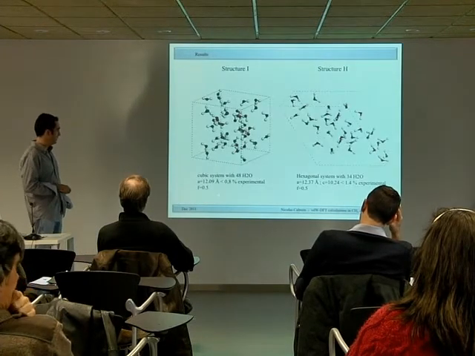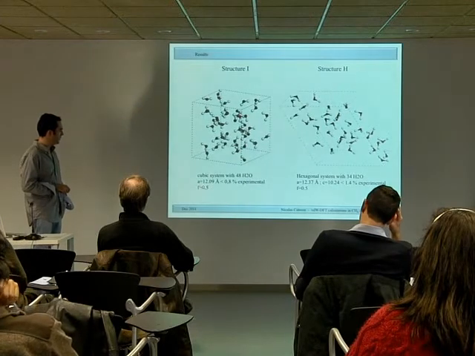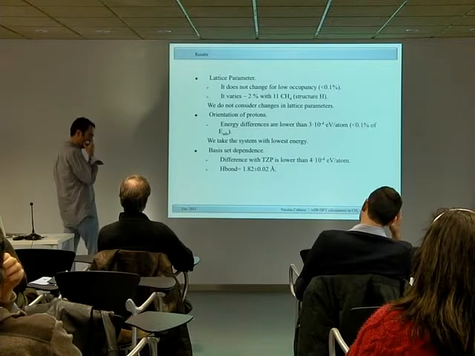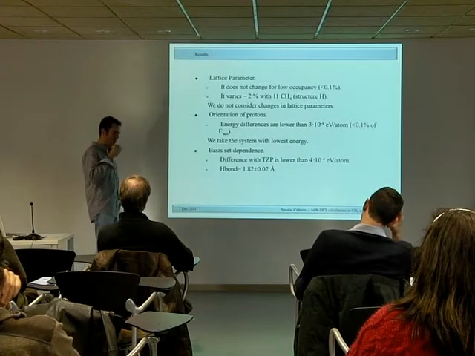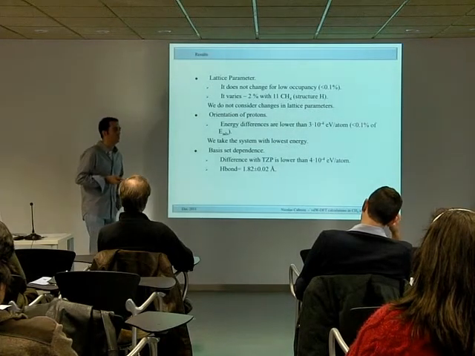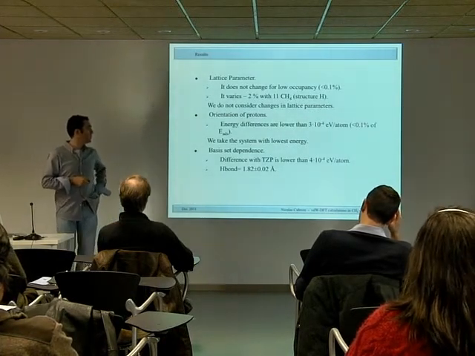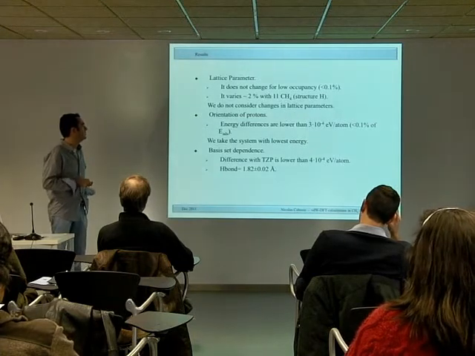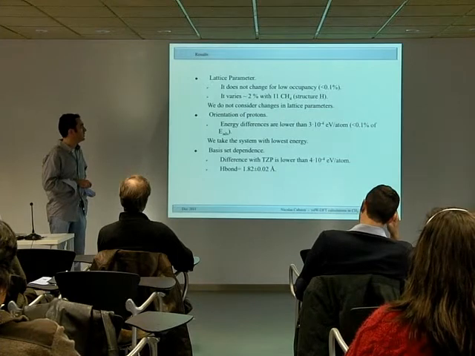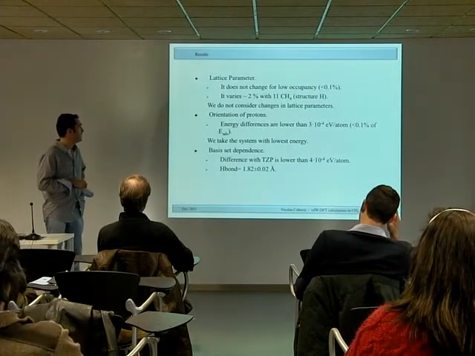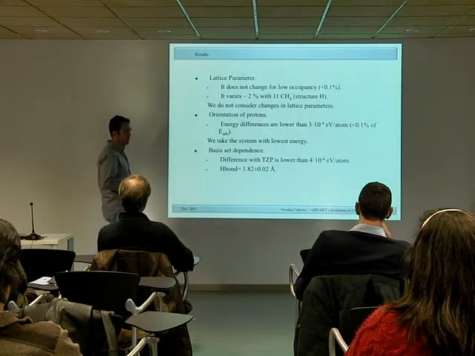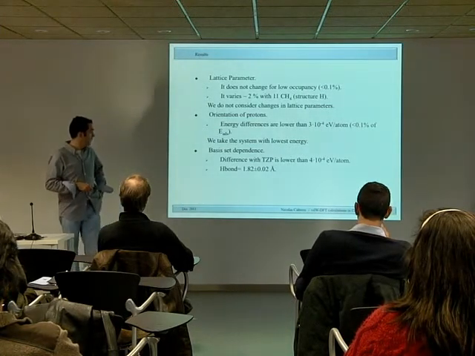The occupation factor of the hydrogen in this system is 0.5, and that means that there are different possibilities for the H-bond network. So what we do is explore the different possibilities, and we show that the differences in energy are very small, and also the differences in absorption energy are very small. So we are going to take the system with the lowest energy.